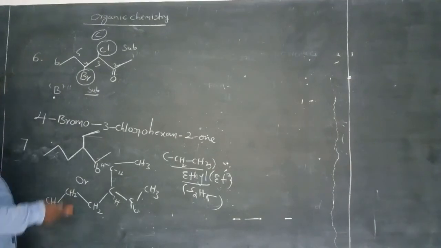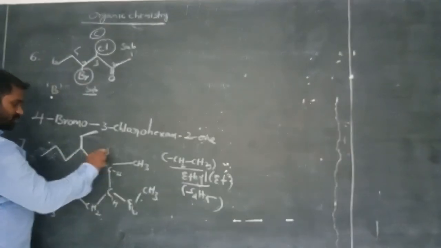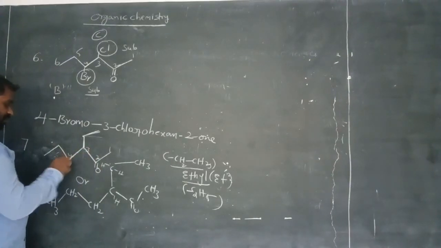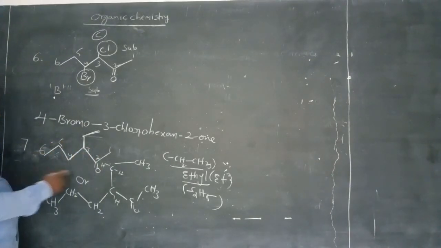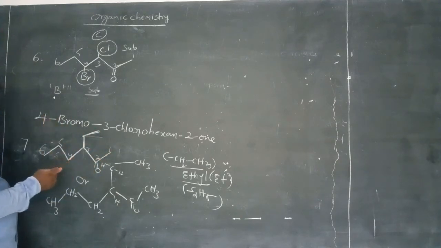So here what is the substituent? First you have to select the longest carbon chain. This is the main functional group. So 1, 2, 3, 4, 5, 6. This is the longest chain. Suppose if we move in this direction, 1, 2, 3, 4, 5 only. Okay. So now the substituent is present at the third carbon.